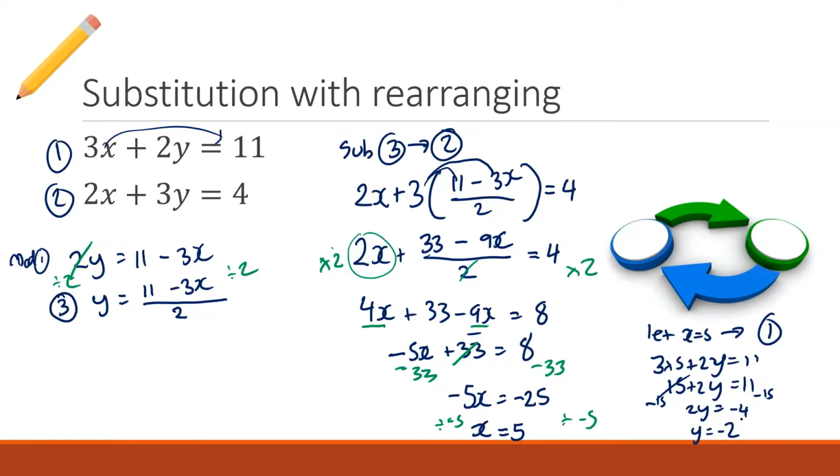And yeah, you can double check this if you wanted to. 2 times, well, I'll just double check this over here really quickly. 2 times 5 plus 3 times negative 2 equals 4. It's going to be 10 minus 6 equals 4. 4 equals 4. Everyone's happy.